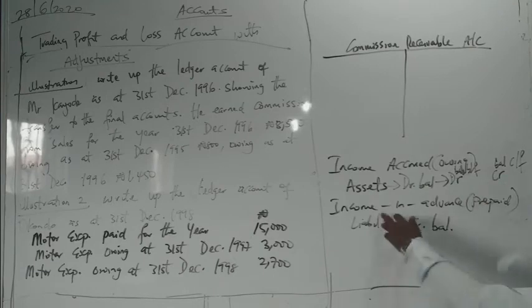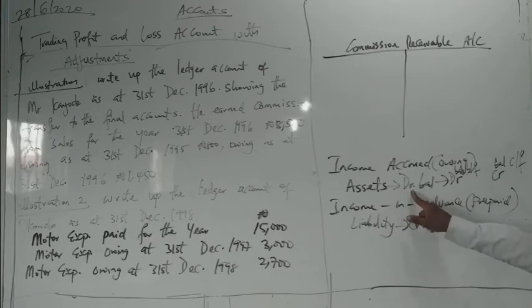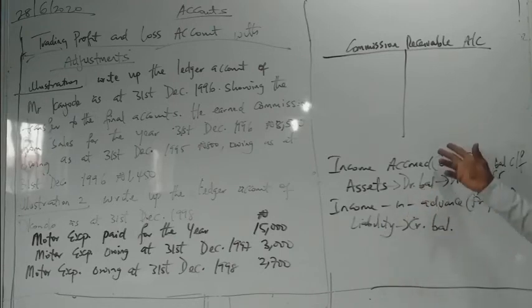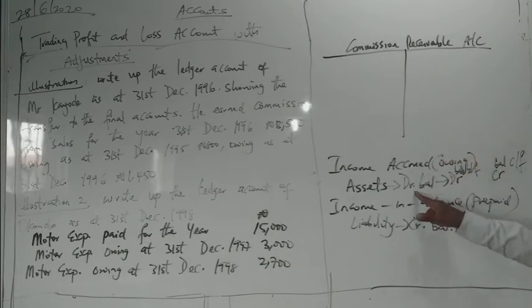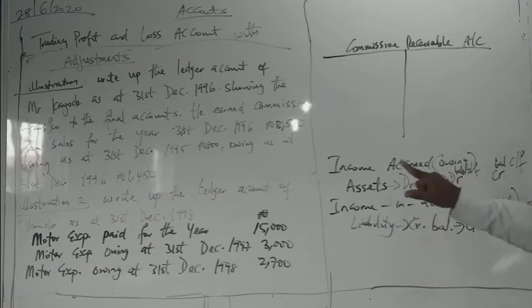Then income in advance means income that is not yet due to you, but you have collected. That means you have not rendered or provided services for it. With income accrued, you have rendered service or provided goods, so it is due to you. That is why it's an asset. But with income in advance, you have not rendered any services or provided any goods, but they've paid you in advance. It is a liability to you, the business, so it is a credit balance. The opening balance, the balance brought forward, will be on the credit side, while the closing balance will be on the debit side. So always take note of this first before you do anything like this.